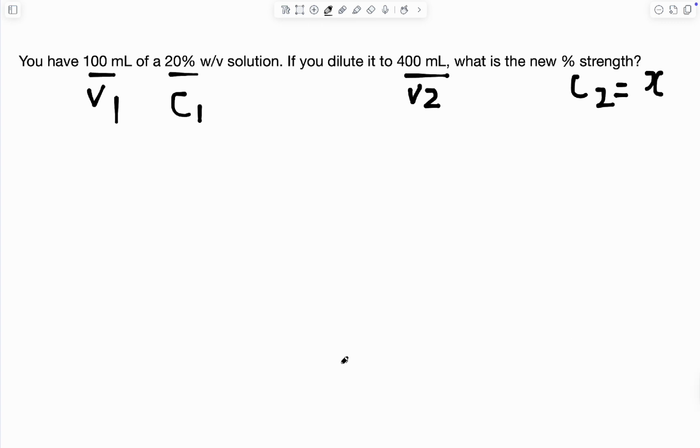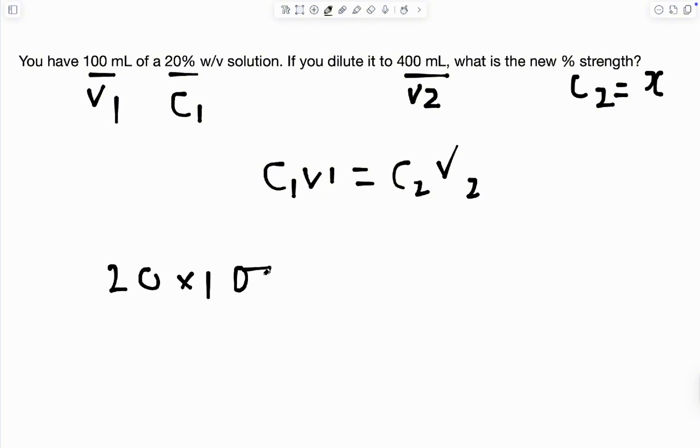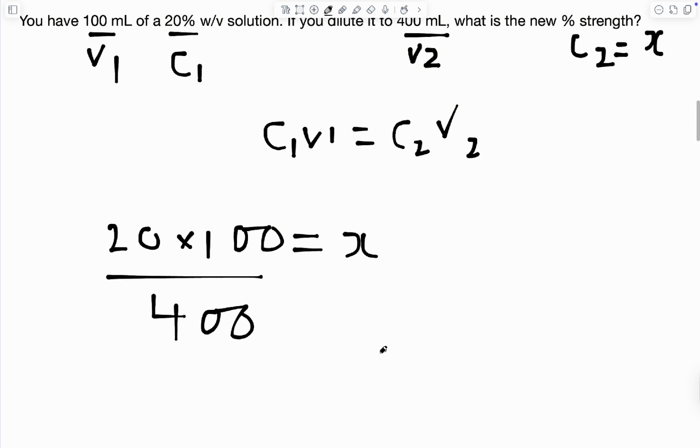Then you just sub it in. So C1V1 is equal to C2V2. So we've got C1V1 is 20 times 100 equals X times 400. Now you do simple algebra. We want X on its own, so we move the 400 to the other side. So you end up with 20 times 100 divided by 400, which is going to be our X value.